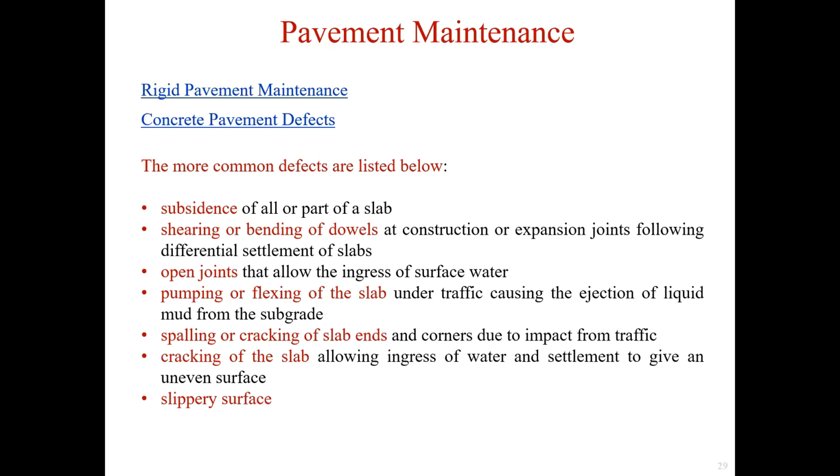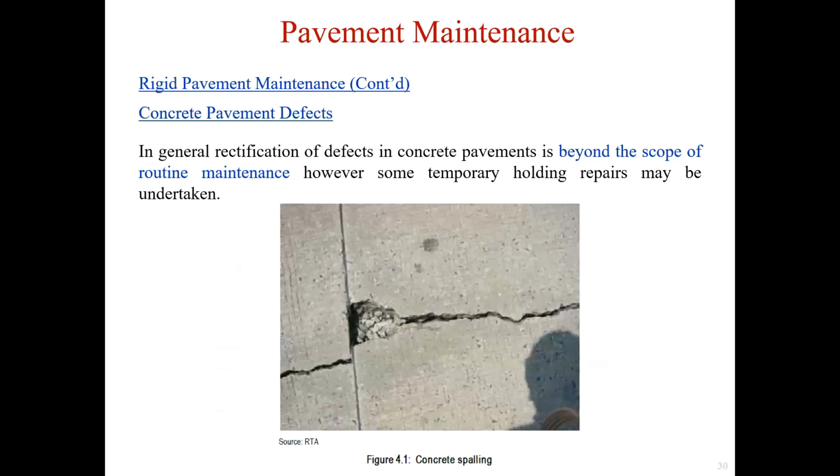Some forms of damage and deterioration in concrete pavements are difficult to detect in the early stages, and the first evidence of their presence may be complete failure of the slab. In many cases, one defect can lead to the development of others. Below is a figure of the concrete spalling of the rigid pavement.